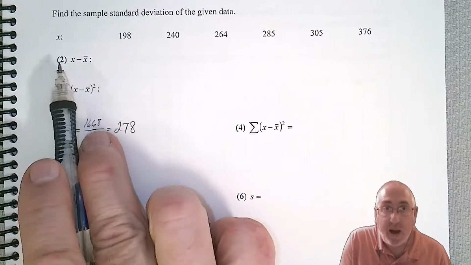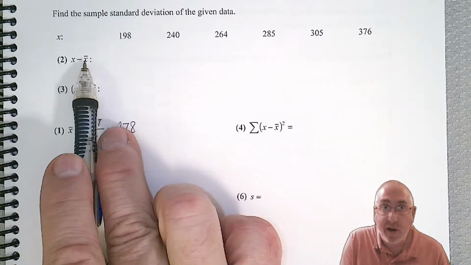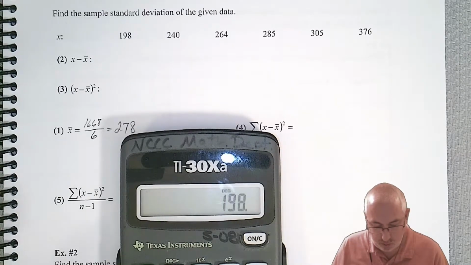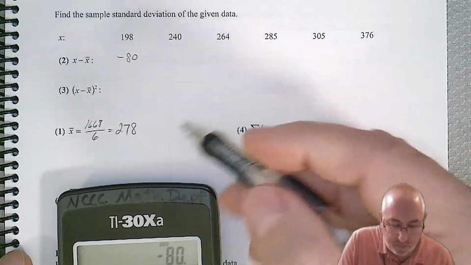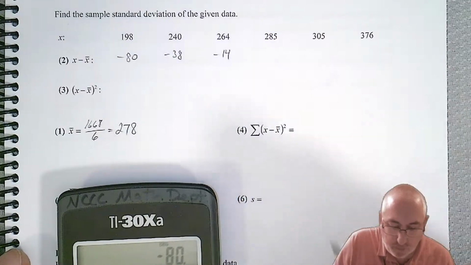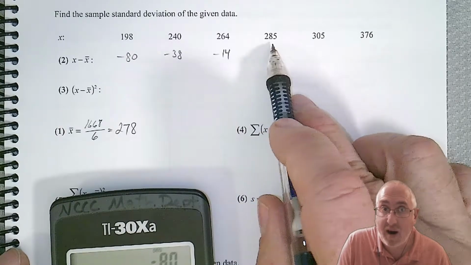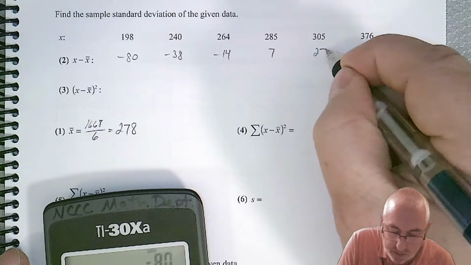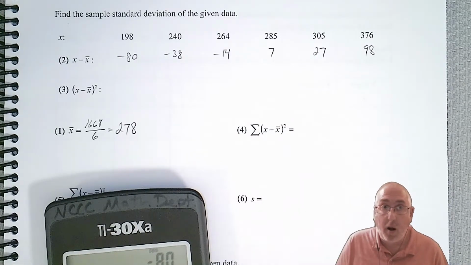So step 2, we have to subtract. We're going to take each number, remember x represents each number in that group, and we want to subtract the mean from it and see what we get. So all we're going to do is start with the value 198, and we'll subtract 278, and we get negative 80. And we just have to do that all the way down for each one of those. Now we can do some of these maybe in our head. So negative 38 for that one. This one I think looks like a negative 14. And because all these numbers were smaller than the mean, we were getting negative answers. But now 285 is larger, so we do get positive answers. So we'll subtract and get a 7. We'll subtract and get a 27. And the last one looks like we get a 98. So that's step 2, all those subtractions.